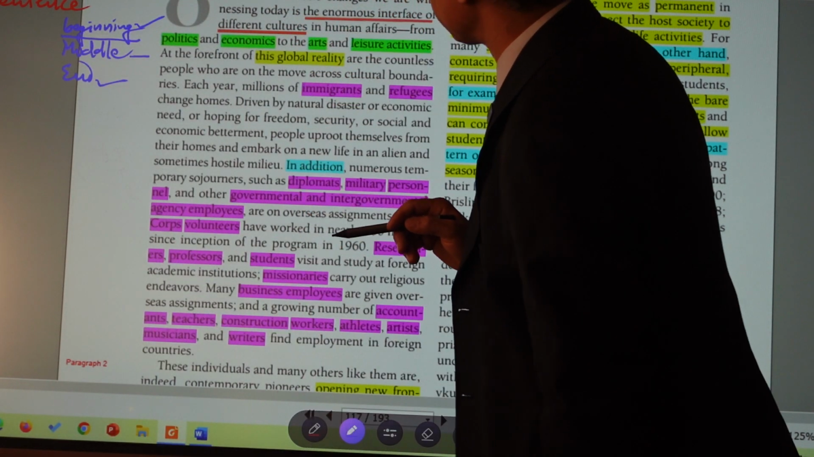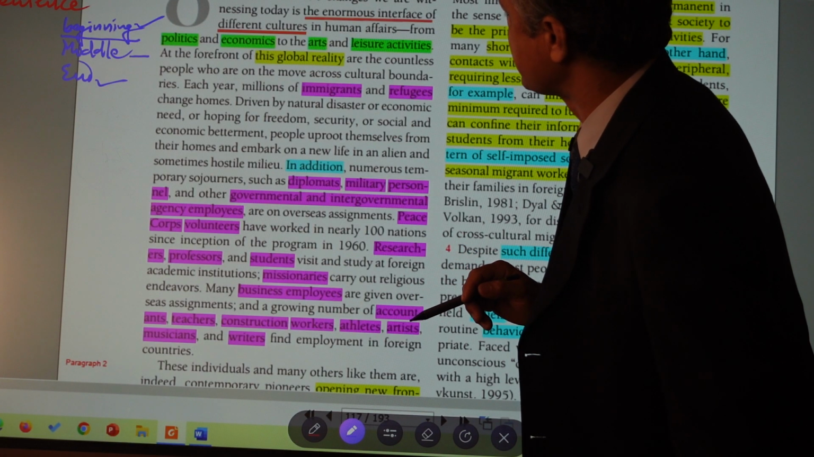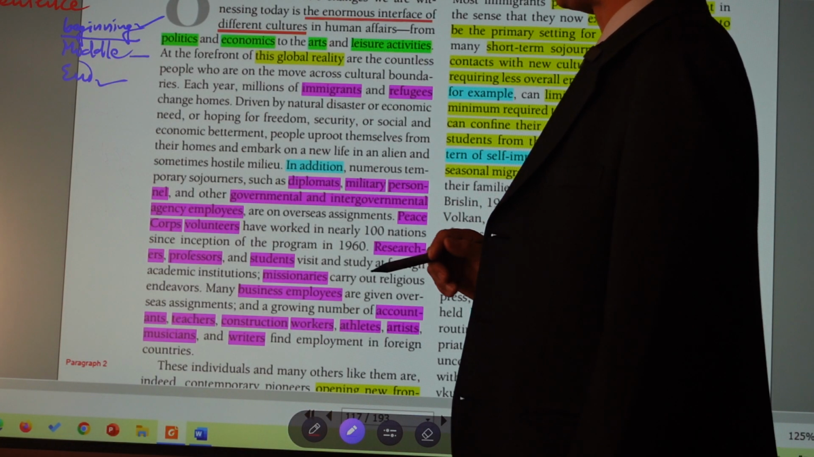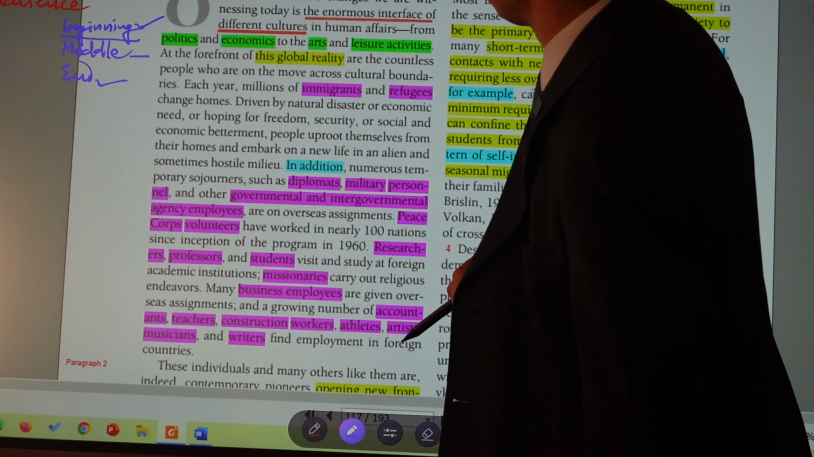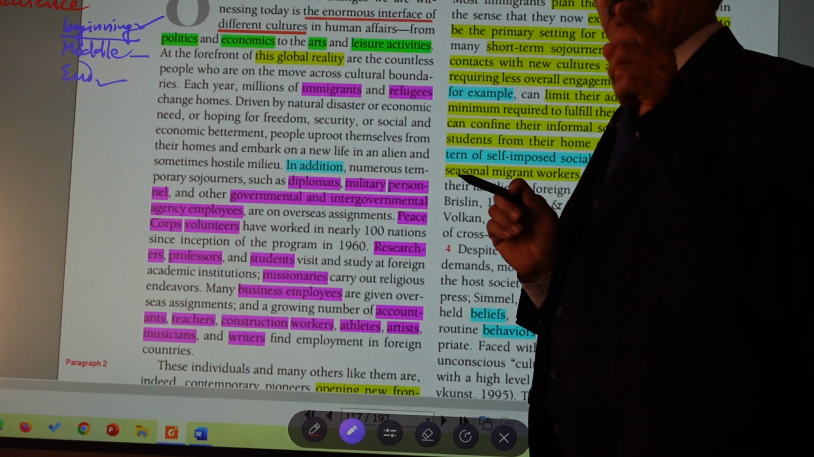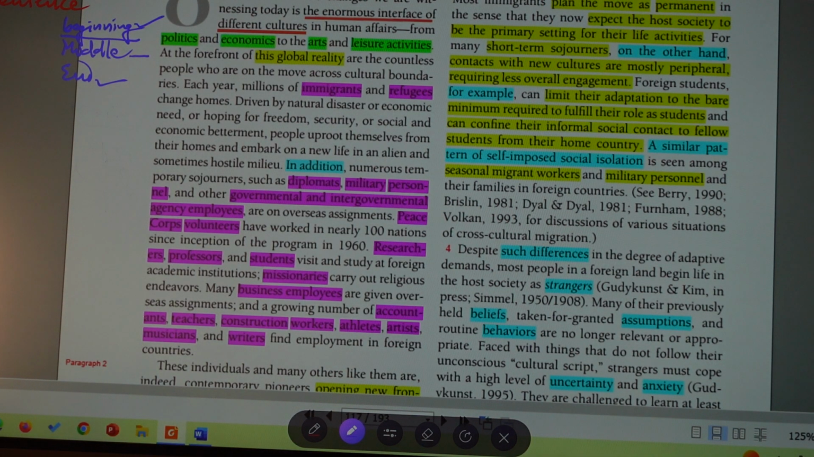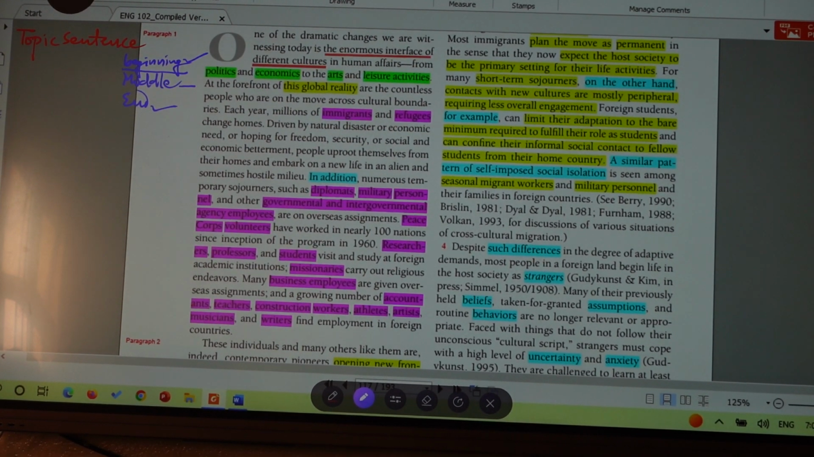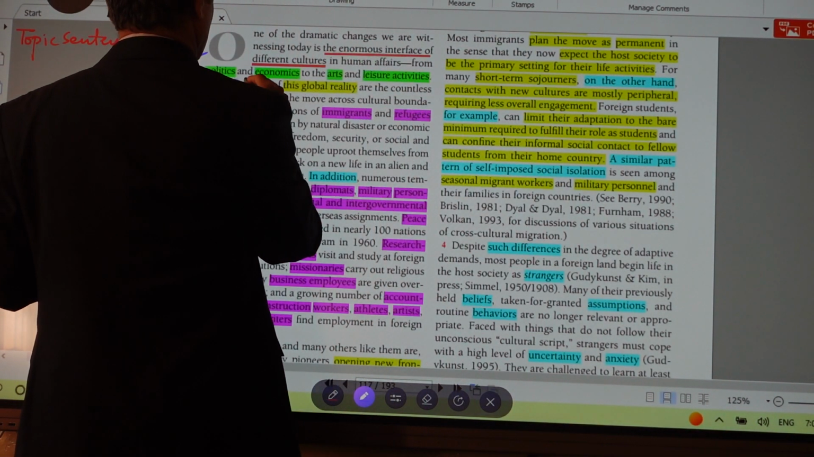One of the dramatic changes we are witnessing today is the enormous interface of different cultures in human affairs, from politics and economics to the arts and leisure activities. Sentence ends. So as you read, you stop where the sentence ends. Right? Wait a minute. You stop where the sentence ends. Now circle the sentence.